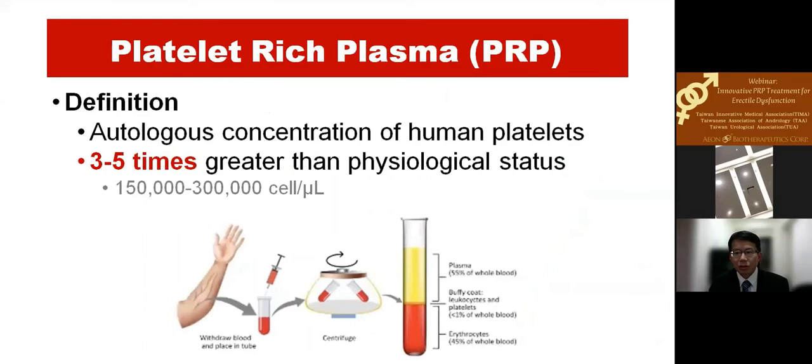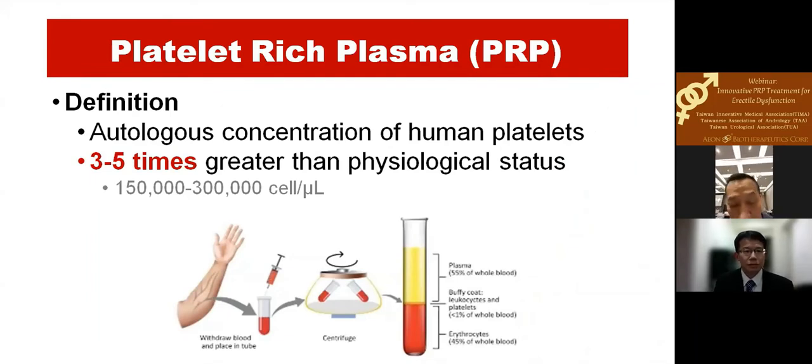The definition of platelet-rich plasma is that it is an autologous concentration of human platelets, and the PRP should have a 3 to 5 times greater concentration than physiological status. The normal physiological status of the platelets is about 150,000 to 300,000 cells per microliter.